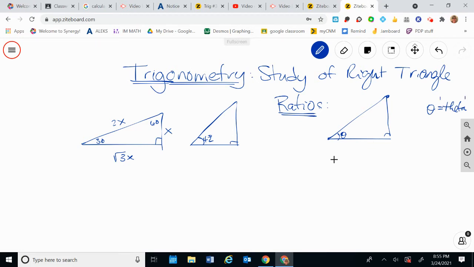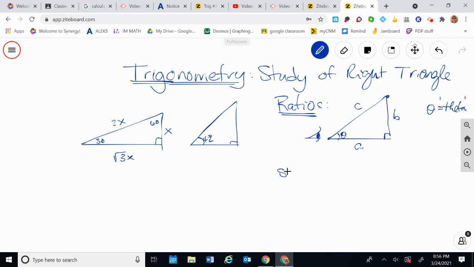Now, imagine you are standing here and you are looking. Your eyeball is right here, and you are looking this way. We're going to call this side A, this side B, and this side C. When we are looking at these ratios, there are 3, the ones we're going to start with at the beginning.